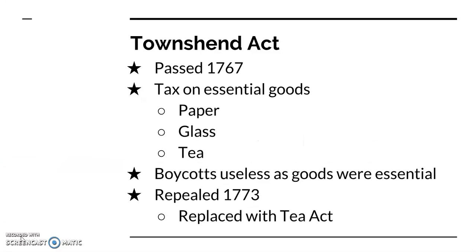Now, the Townshend Act was passed in 1767. It was a tax on several essential goods, such as paper, glass, and tea. Now, in previous instances of taxes, like in the Stamp Act cases, a lot of colonists tried to boycott goods that had the tax on it in protest against the British. But since these goods were fairly essential, colonists found themselves paying a tax. But it caused an immense amount of resistance, and many acts of violent resistance begin around the passing of the Townshend Acts. Eventually, in 1773, the Townshend Act is repealed, but is replaced by the Tea Act.